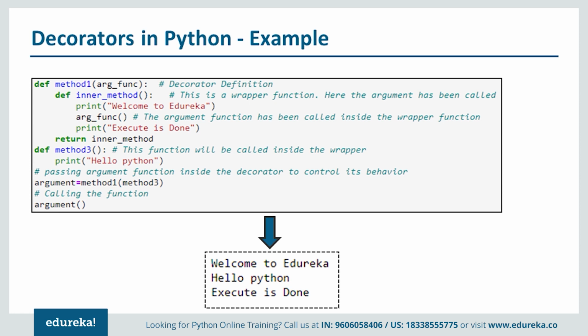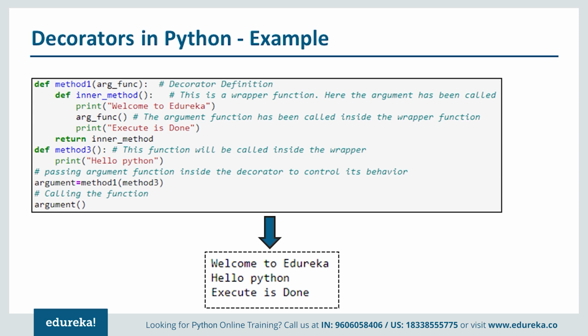Now we have another method called method 3, in which we print simple hello Python. In the calling mechanism, we say that argument is equal to method 1 with a particular argument called method 3. So we are giving method 3 as an argument to method 1. This means that method 3 will be executed between the execution of welcome to Edureka and execute is done. So arg_func will be replaced with method 3, and that's how you get the overall mechanism.